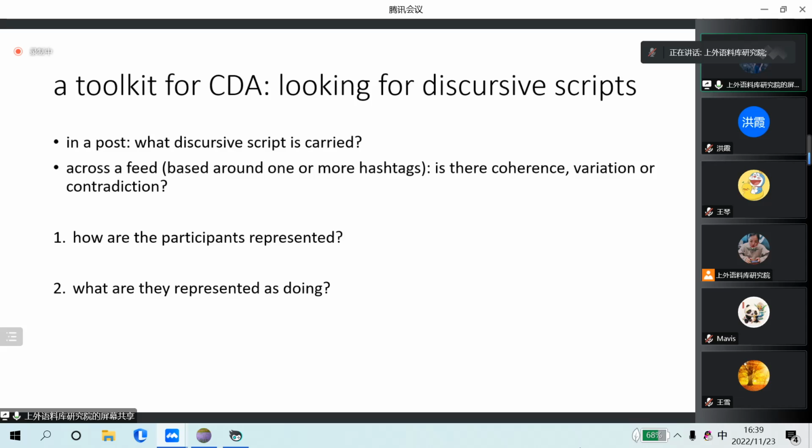Now, 2 points we always have to look at if we're looking for discursive scripts. The first one is, how are participants represented? And the second one is, what are they doing? Who are the actors? What are they doing?